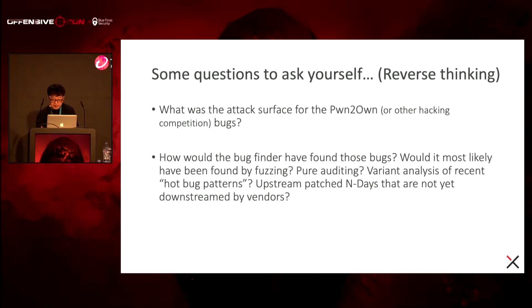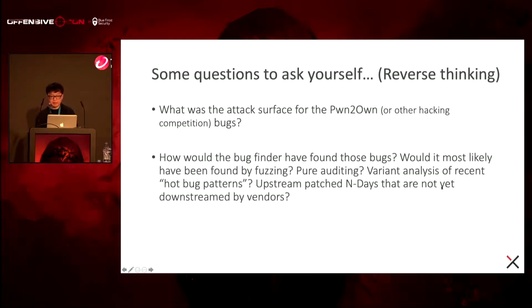And if it isn't, would it have been practical to find this bug with pure source code auditing or reversing, or would it have been too complicated to do so? Or was it just a variant of a known bug pattern, or was it already a known bug that hasn't been fixed downstream by the vendors, and so on, like the recent mobile Pwn2Own in 2019.